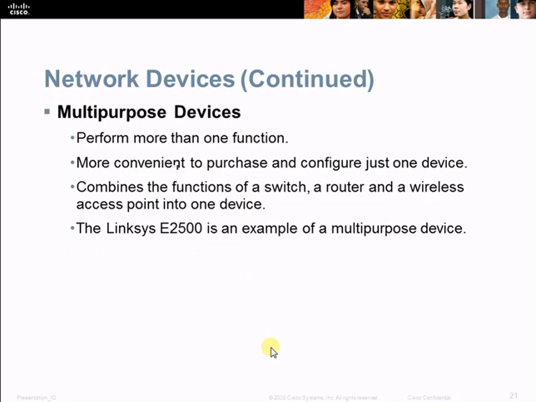Now we have multiple purpose devices, and usually we think of a router being an access point, a DHCP server, our modem, so an all-in-one device. And it's easy to configure and set up. Usually small networks will have this. And they give us an example of one, the Linksys E2500. So you might want to remember that. It could end up being on the test, but it's a multi-purpose device.